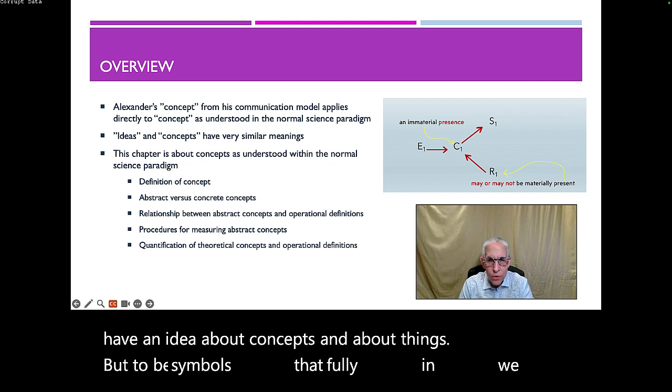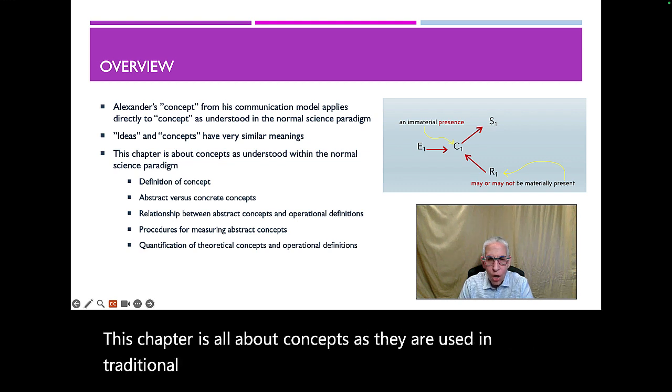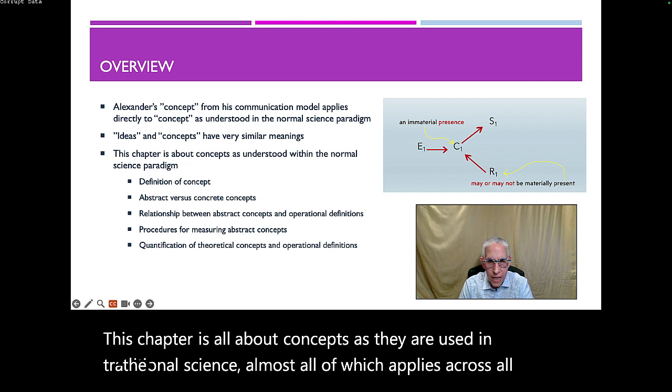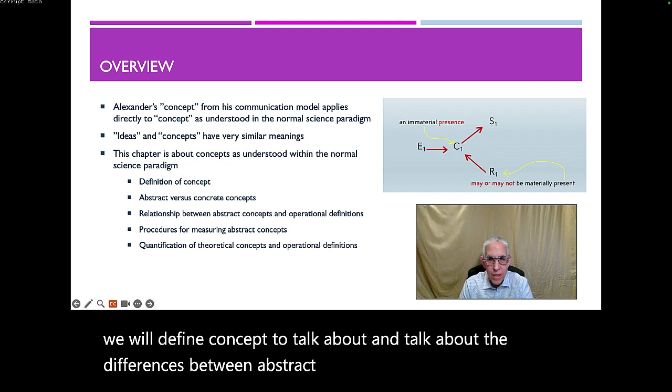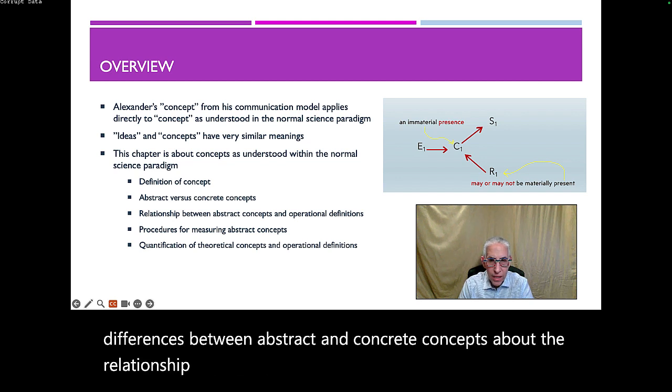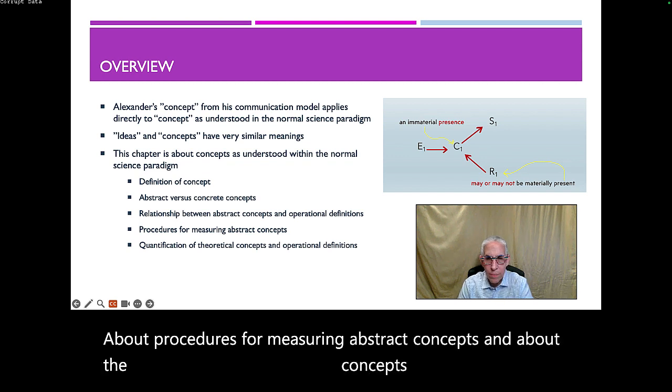This chapter is all about concepts as they are used in traditional science, almost all of which applies across all three of the paradigms we are studying in this class. In this lecture, we will define concept, talk about the differences between abstract and concrete concepts, about the relationship between abstract and concrete operational definitions, about procedures for measuring abstract concepts, and about the quantification of theoretical concepts and operational definitions.